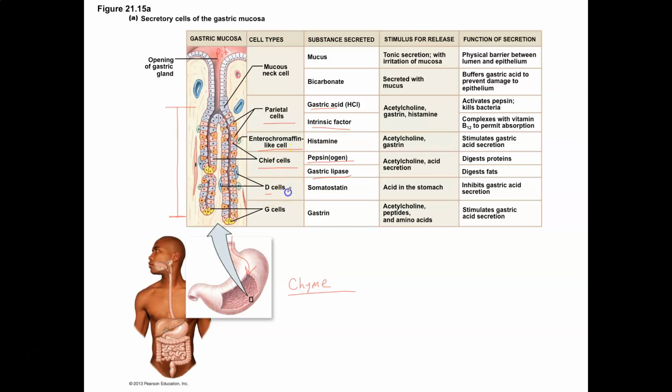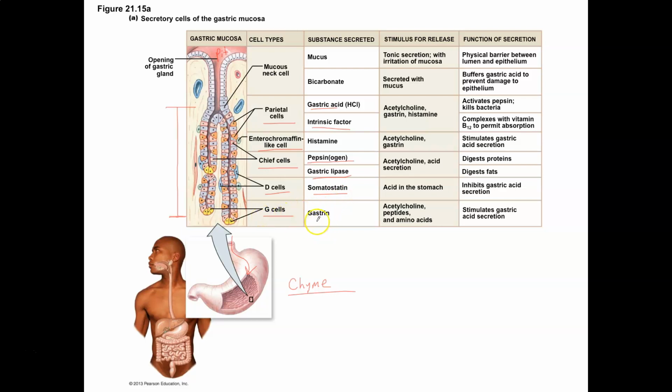D cells in the gastric glands produce a hormone called somatostatin. The somatostatin hormone helps to inhibit gastric acids and inhibit secretions. You can almost think of it as slowing down the digestive process, which is important because we not only need to speed up digestion, but at times we need to slow down digestion. And so it's important that we have antagonistic hormones to aid in that process.